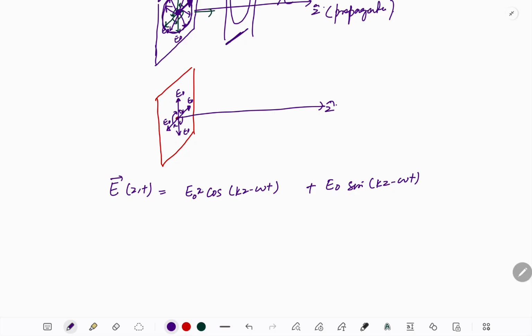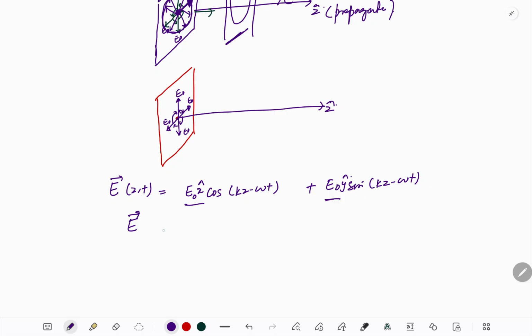So let me write x cap, and let me write y cap. So the electric field is oscillating in the whole xy plane, not only along the x-axis or only along the y-axis. Okay, so that is very important. If you write the magnitude of this electric field, this becomes the equation of a circle.